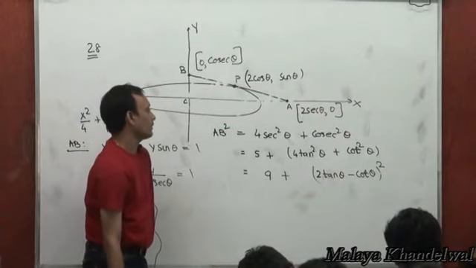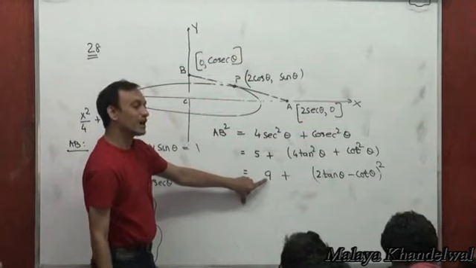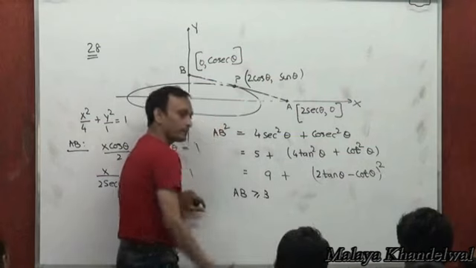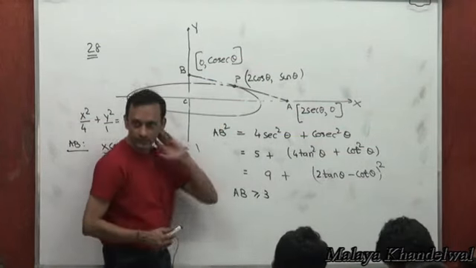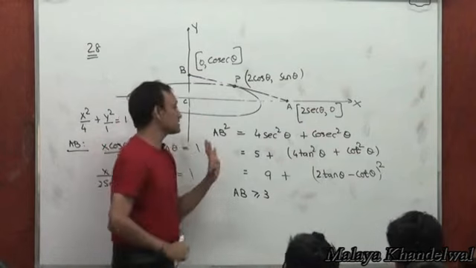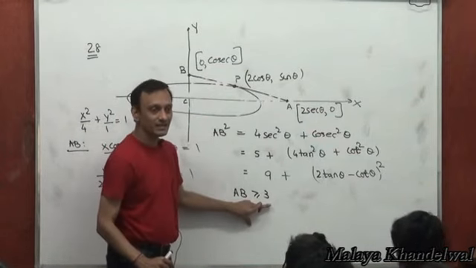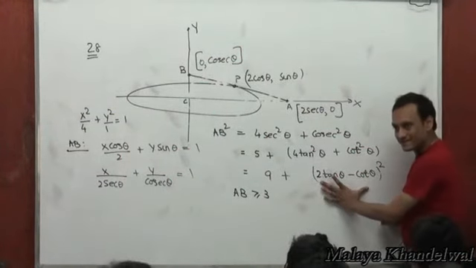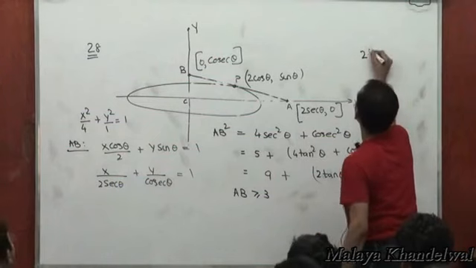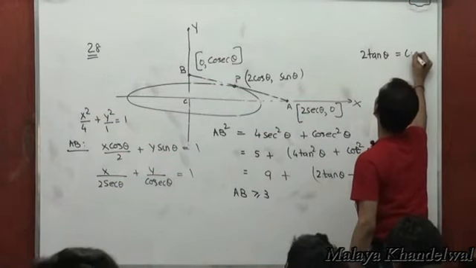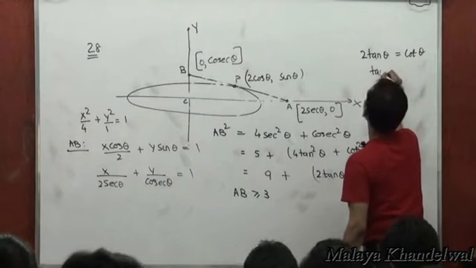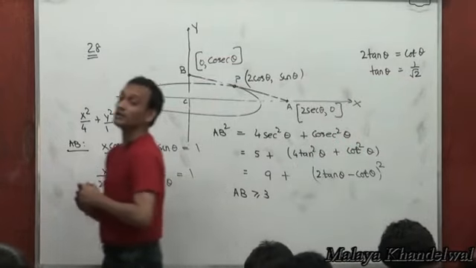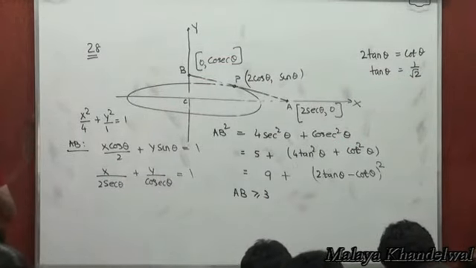Right? Which means AB squared is larger than or equal to 9, so AB is greater than or equal to 3, evidently. That means the least value of AB is 3. And when AB is 3, this must be 0, this must be 0. That means 2 tan theta must be equal to cot theta, or tan theta must be 1 by root 2. Because it's in the first quadrant, we take the positive square root. Tan theta is 1 by root 2.